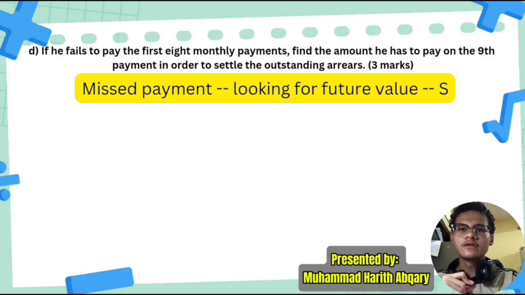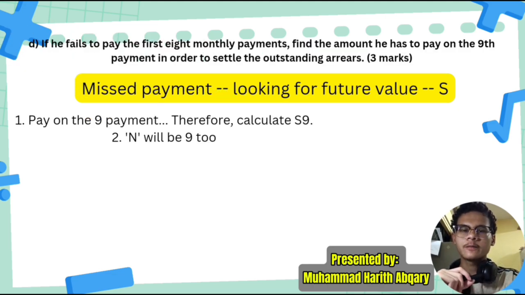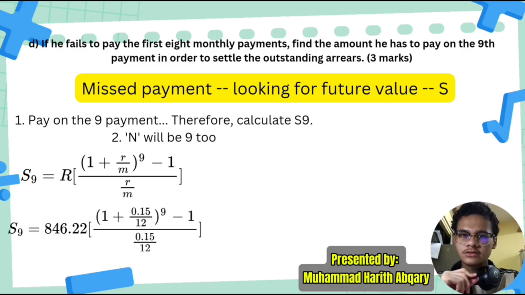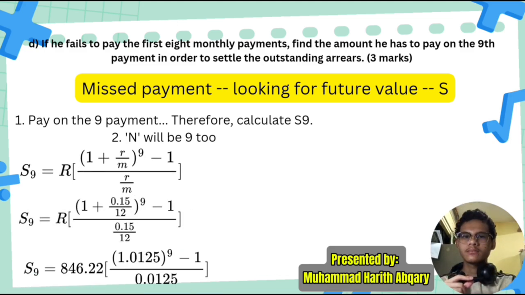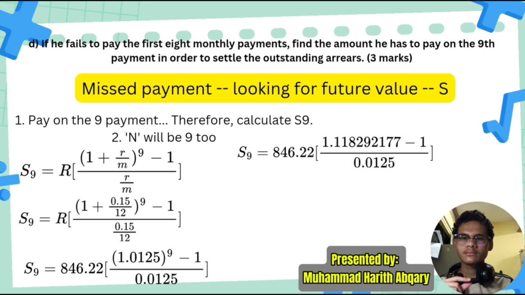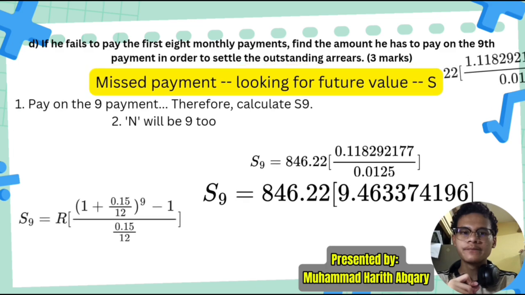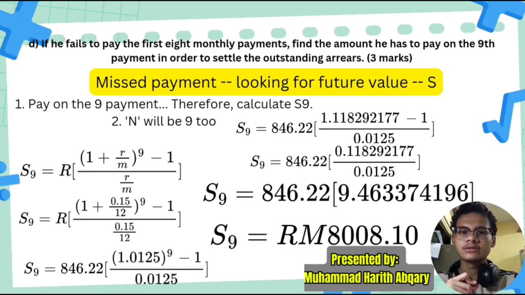Question 4D. If he fails to pay the first 8 monthly payments, find the amount that he has to pay on the 9th month in order to settle the outstanding arrears. As he is paying on the 9th payment, we have to calculate S. This makes it so that n will be 9. After that, we must use the formula S equals R bracket 1 plus i bracket to the power of 9 minus 1 divided by i bracket. After inserting all the necessary numbers and calculating, we will receive the final answer, which is 8,008 ringgit and 10 cents.